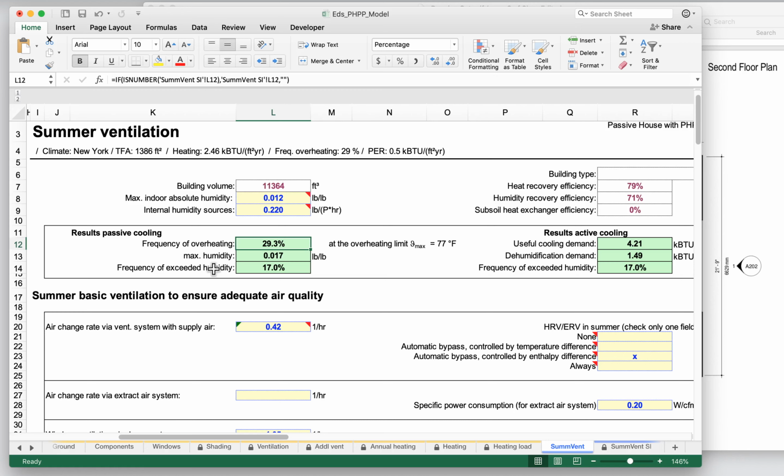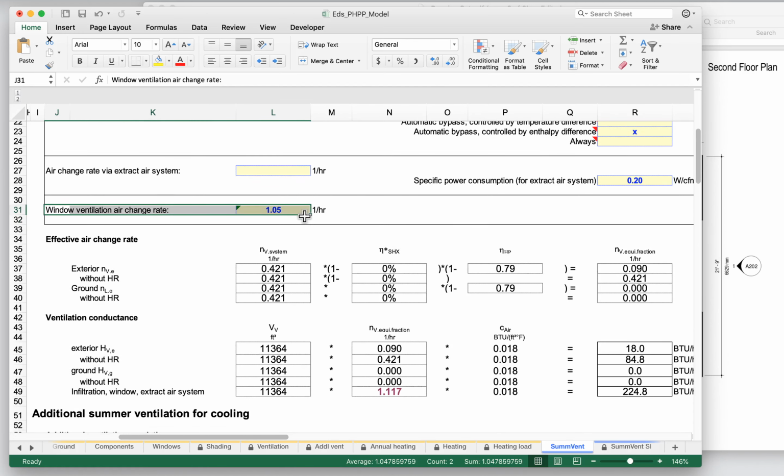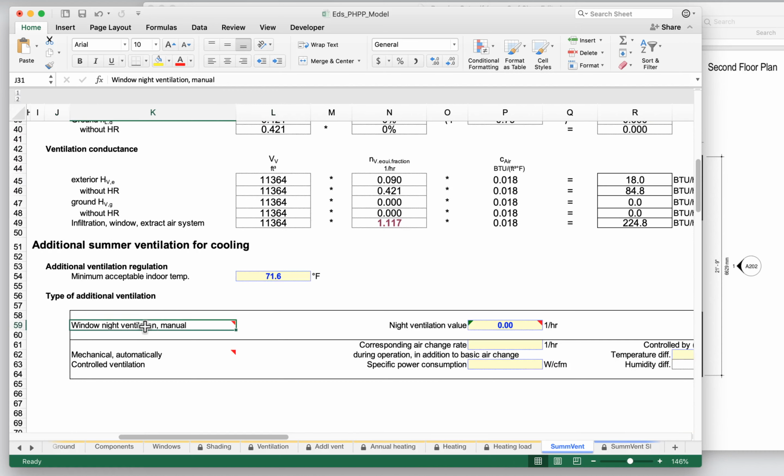Let's see, is there anything else we can do to improve that number? Remember, this is daytime window ventilation. We have a whole other entry down at the bottom for nighttime window ventilation. Currently, we are telling the PHPP that at night we close all the windows on this building, which of course is probably not realistic. The nighttime, especially in the shoulder seasons, can be one of the best times to open up all the windows and let that excess heat that's built up over the day void out of the building.